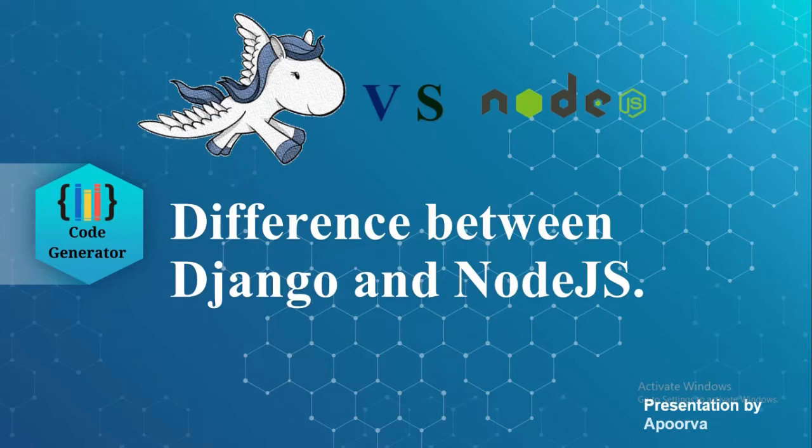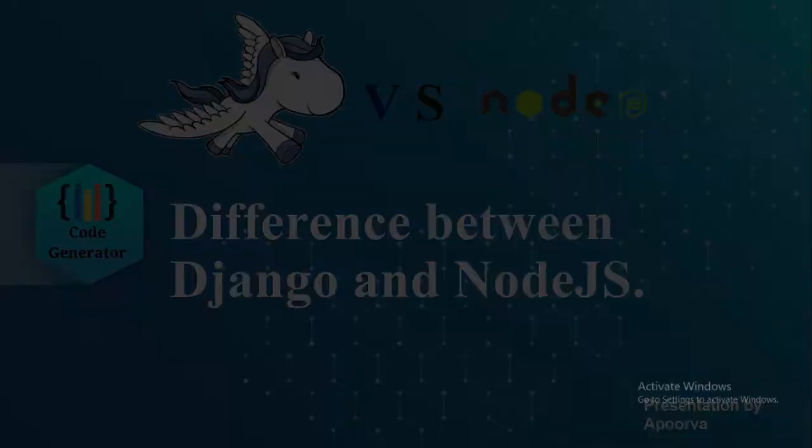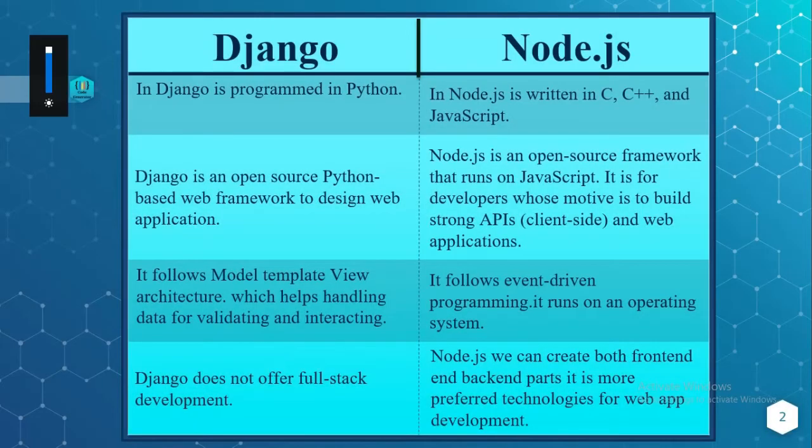So, let's see the difference now. Coming to the first difference, Django is programmed in Python. It's a Python application, whereas Node.js is written in C, C++ and JavaScript. It gives us 3 languages.